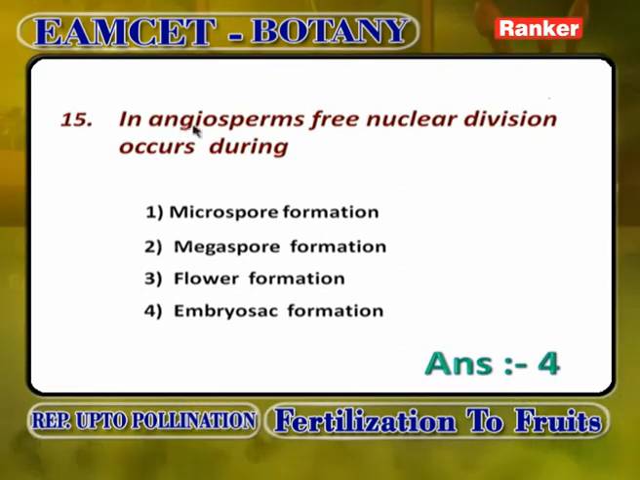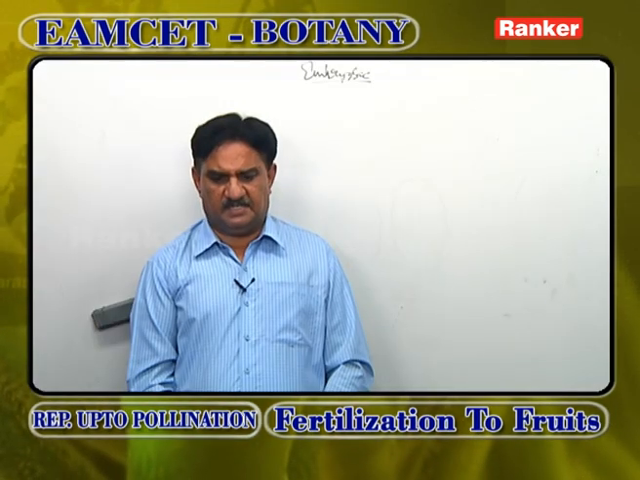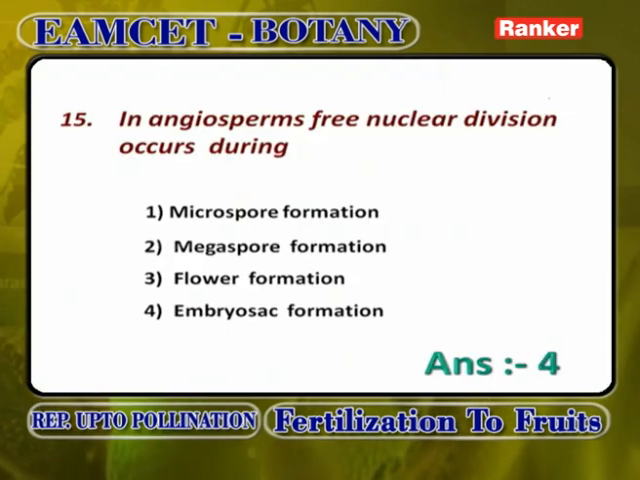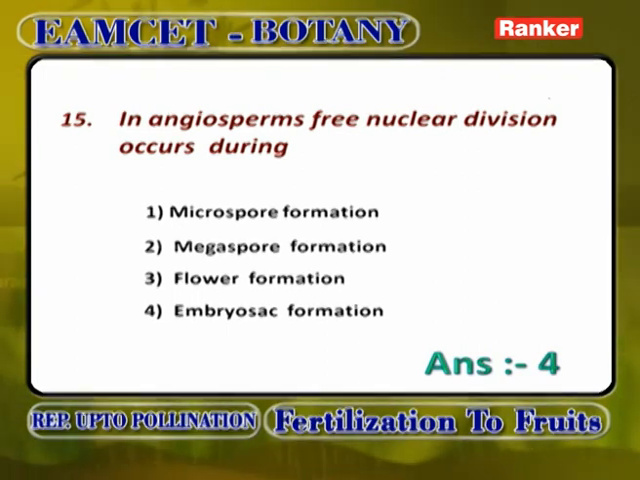Next, in angiosperm, free nuclear divisions occur during. Free nuclear divisions means only nuclei are formed, no cytoplasm division takes place. Microspore formation is not a free nuclear division. Megaspore formation is not a free nuclear division. Flower formation is absolutely not a free nuclear division. The only answer for this is embryo sac formation.